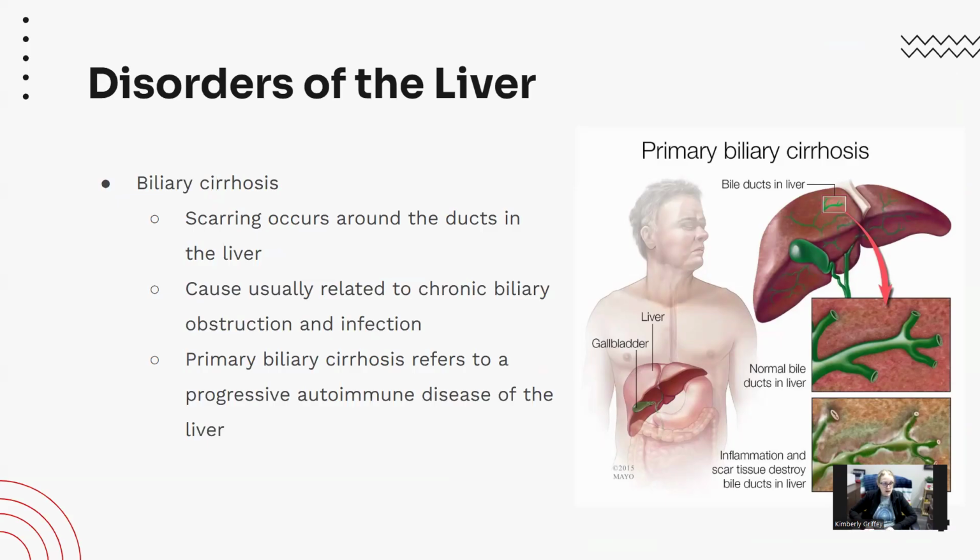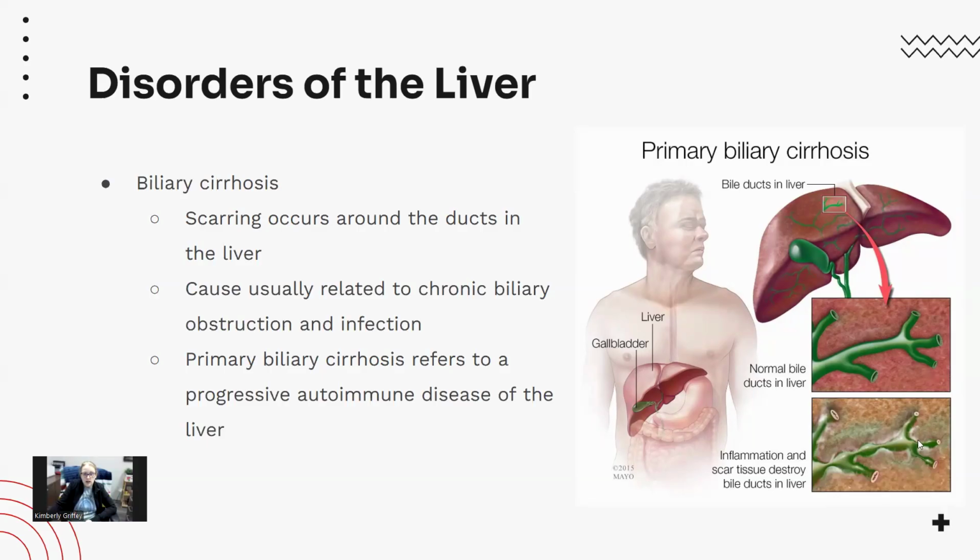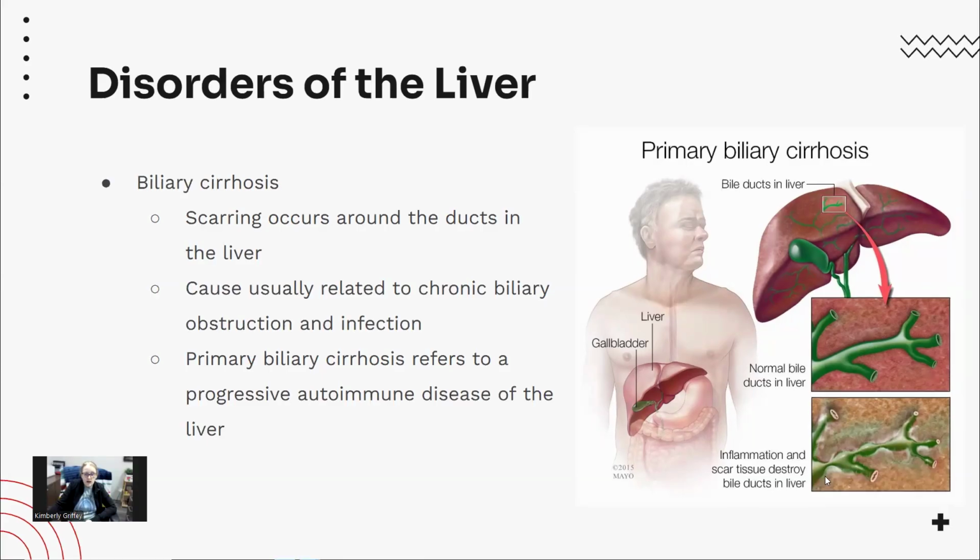Because it's biliary, you can think of the biliary duct. Scarring occurs around the ducts in the liver. Primary biliary cirrhosis refers to a progressive autoimmune disease of the liver. So you have the bile ducts. This is what a normal bile duct in the liver looks like. Can't really find a good place for my face. And then if you have inflammation, it narrows. So you can see the big difference in those two.